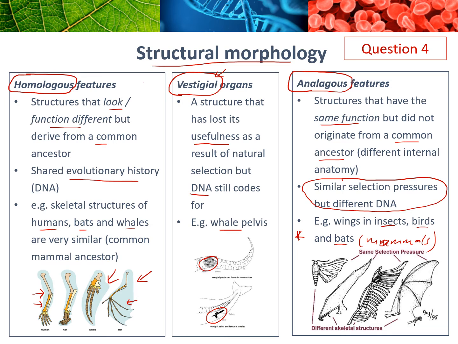Just jump in and answer question 4. For each of the examples, link it to whether it's an example of homologous features, vestigial organs, or analogous features.